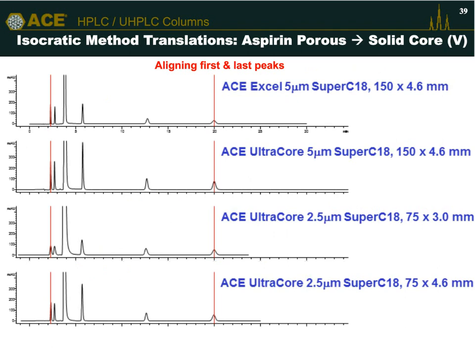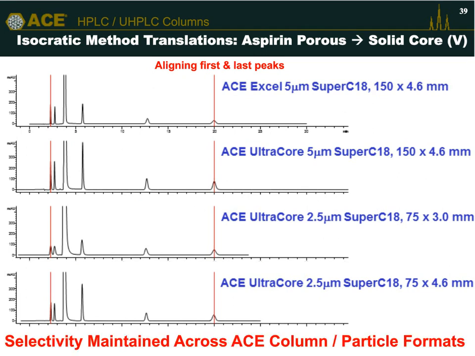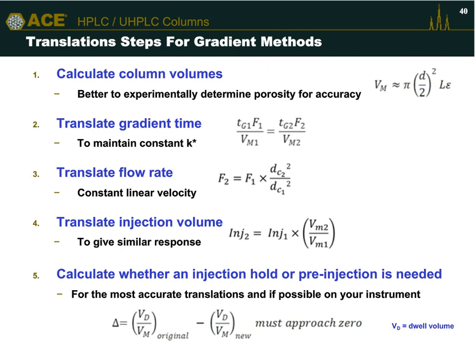And if we align the different chromatograms for these isocratic translations, so at the top chromatogram we have a porous particle, and then the second chromatogram is a solid core 5 micron, and 3 and 4 we have solid core 2.5 micron particles, we can see we get very good selectivity. We get very similar retention times across the different particle formats and particle platforms, showing excellent scalability between these different phases under isocratic conditions. Now, gradient chromatography is slightly different.